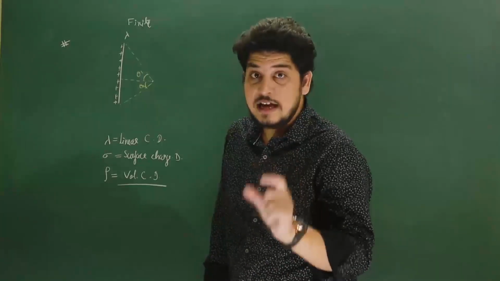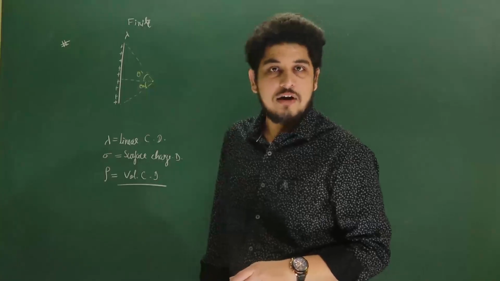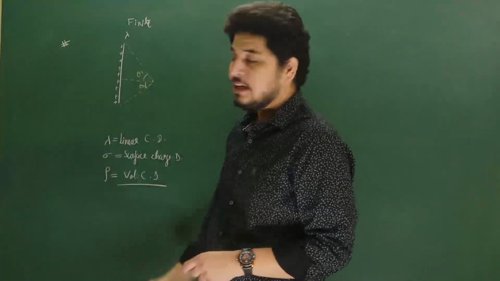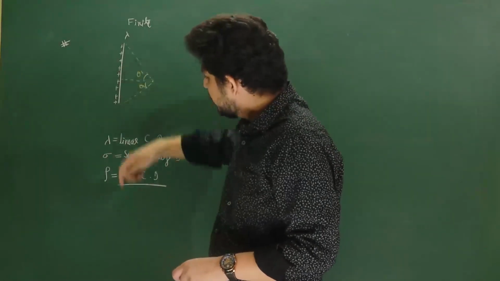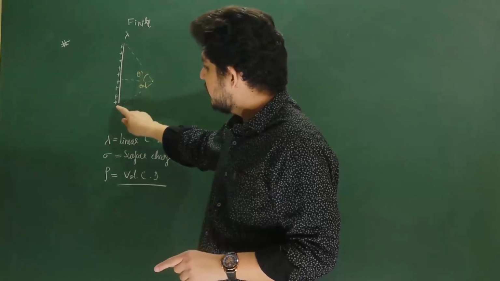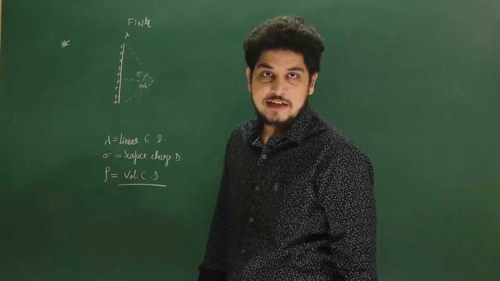This theta 1 is the angle between the line joining this point charge and the upper point of the wire, the extreme point of the wire, and the horizontal. Getting my point? Similarly, theta 2 is in the downward direction, and it is the angle between the line joining this point and the last point and the horizontal. Getting my point? So this is theta 1 and theta 2.